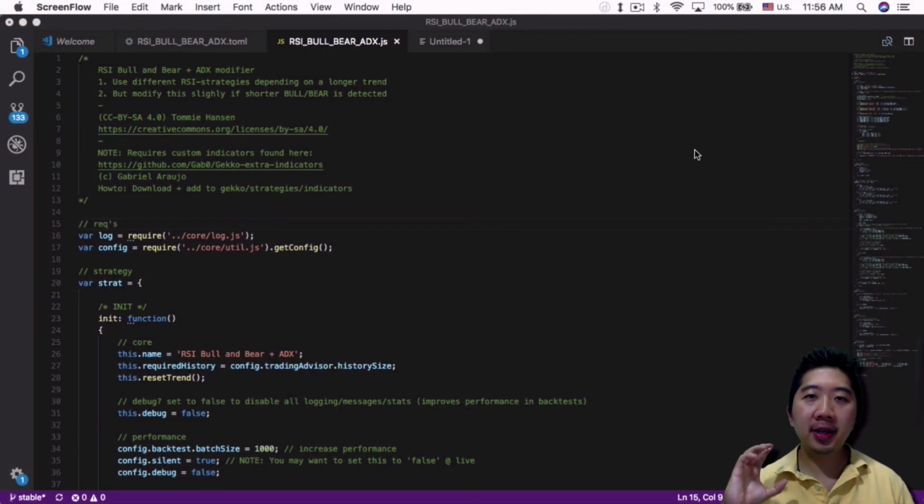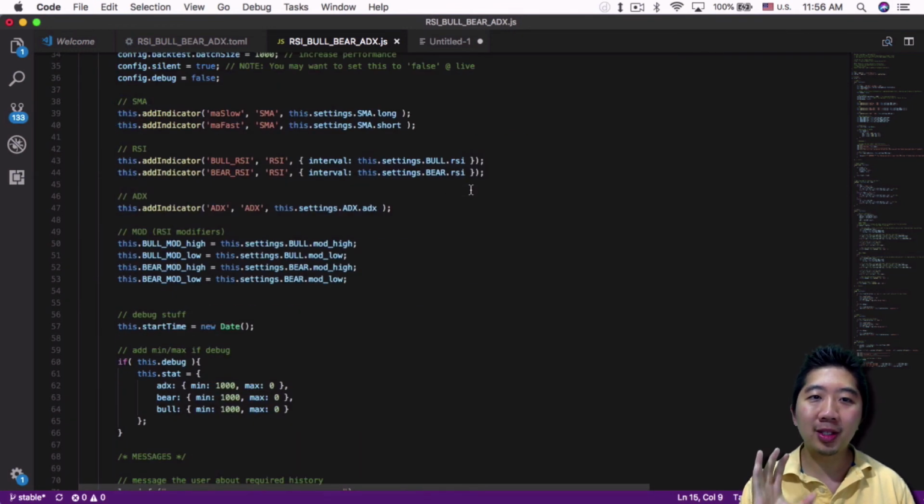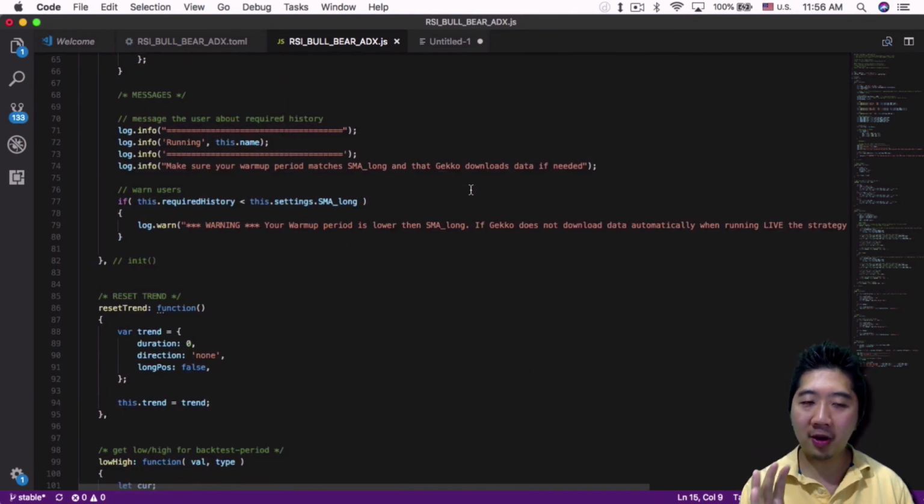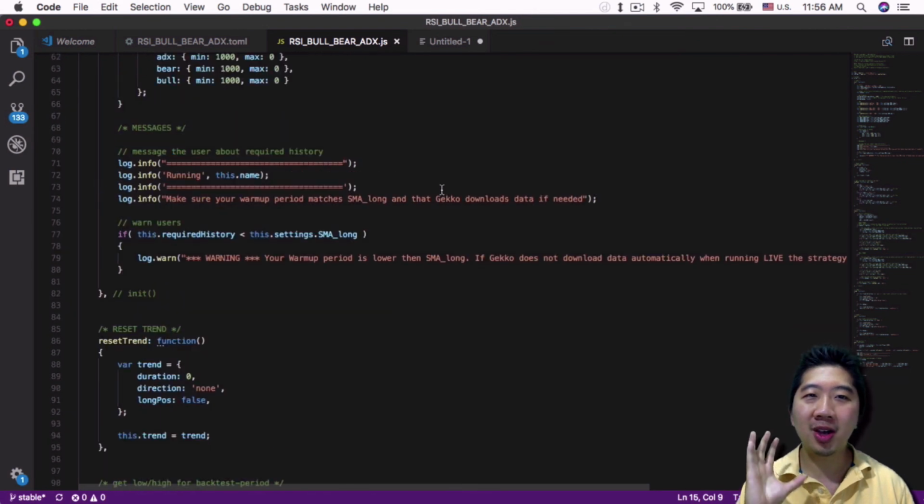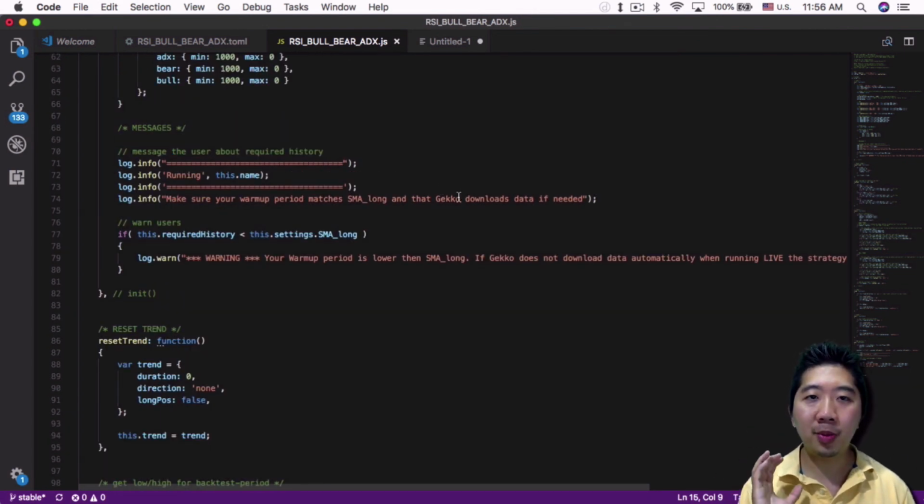The best way to understand how this strategy works is to dive into the code. That's my belief. So right now, I went through the code and added comments so that I can explain to you guys what it does. And really, the only section you have to look into is the check function, because all the other functions are almost the same, if not exactly the same, as the RSI bull bear function.